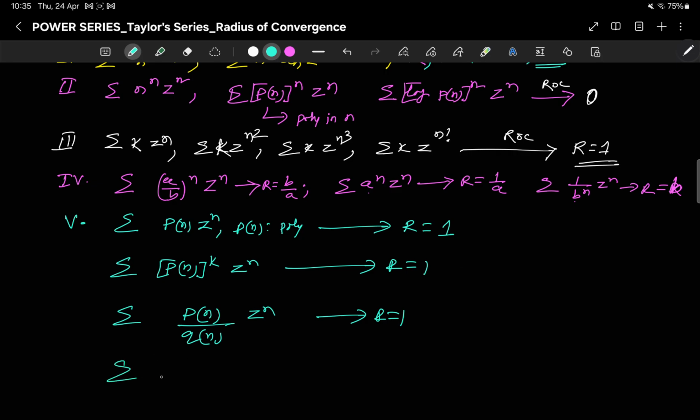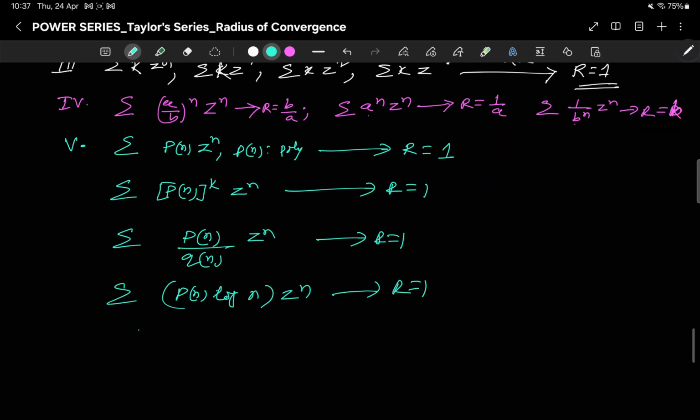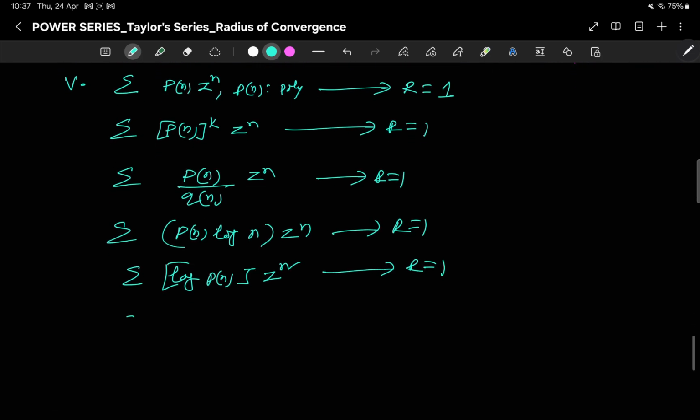Suppose I take the sum of p(n) log n z^n, then this also has radius of convergence 1 here. And here, the summation of simply log p(n) z^n, the radius of convergence is also 1. Similarly, the summation of (log p(n))^k z^n is also constant, r is here 1.